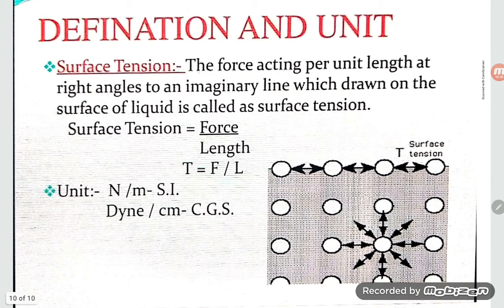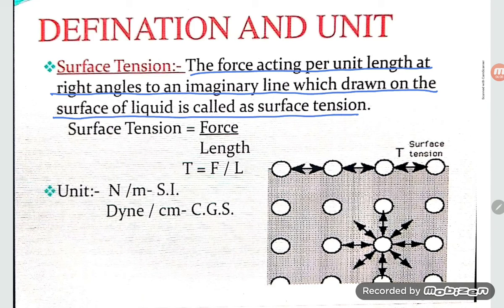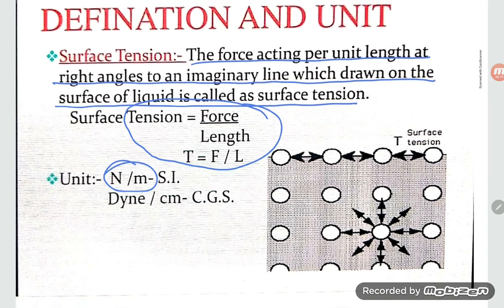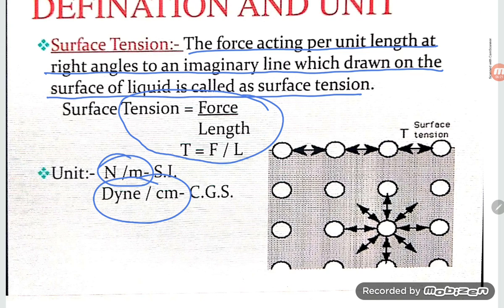Definition and unit. The force acting per unit length at right angle to an imaginary line drawn on the surface of the liquid is called the surface tension. Surface tension is equal to force upon length. Newton per meter is the SI unit. Dyne per centimeter is the CGS unit. So this is all about surface tension.